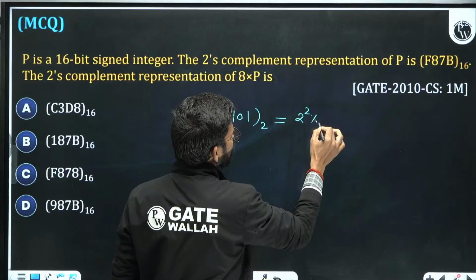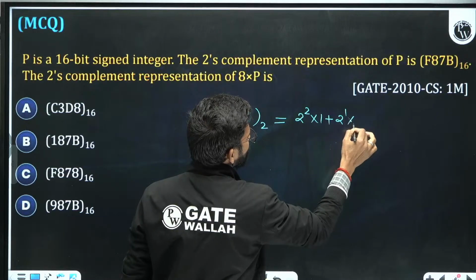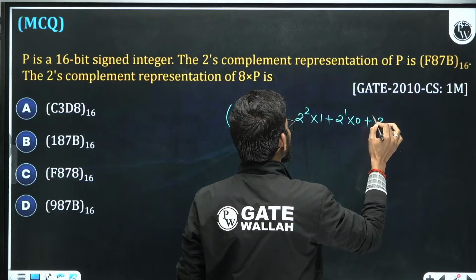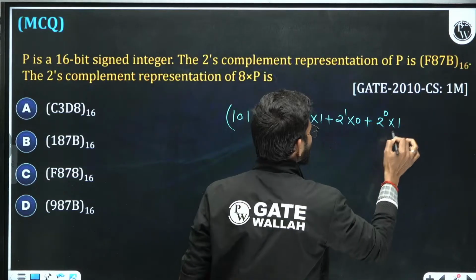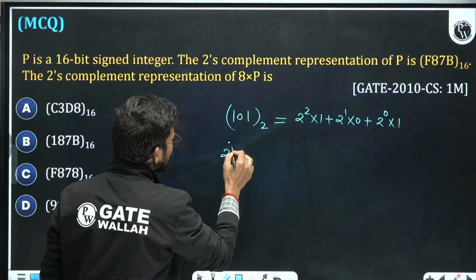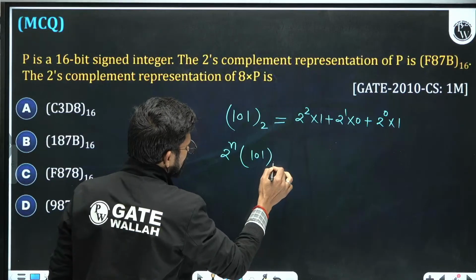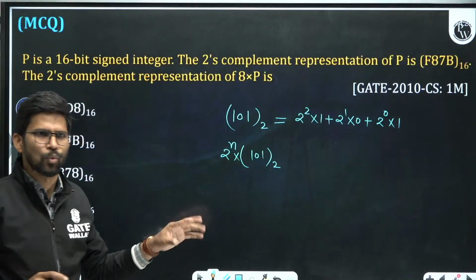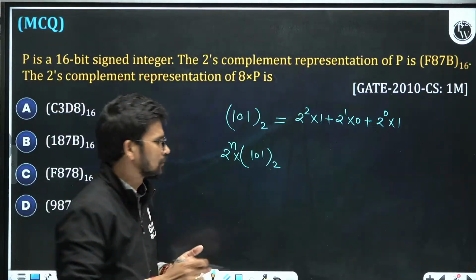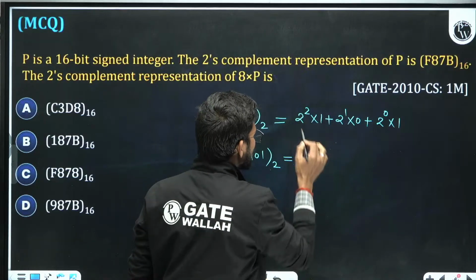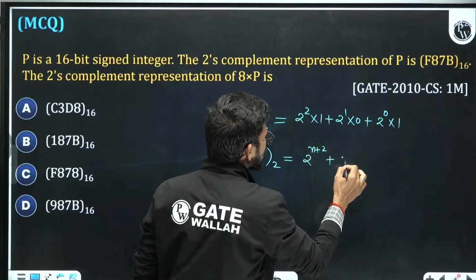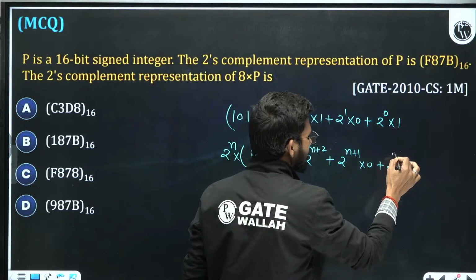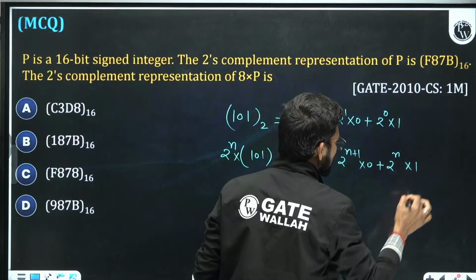2 to the power 2 into 1 plus 2 to the power 1 into 0 plus 2 to the power 0 into 1. If you multiply this number, 101, by 2 to the power n, what will happen? Multiplication by 2 to the power n: here 2 to the power n plus 2, here 2 to the power n plus 1 into 0, plus here 2 to the power n into 1.